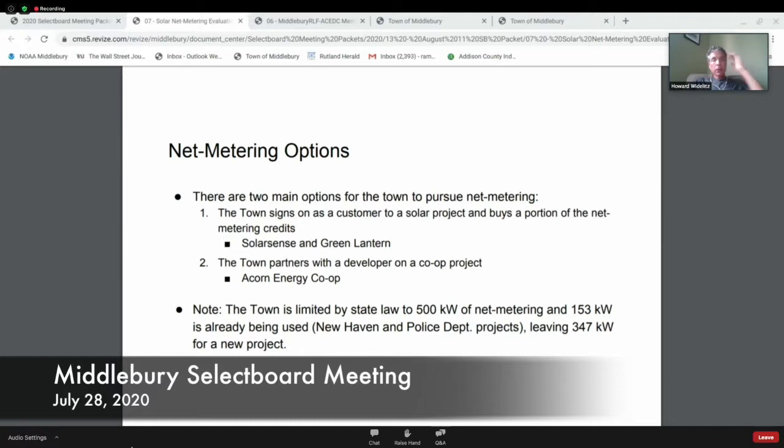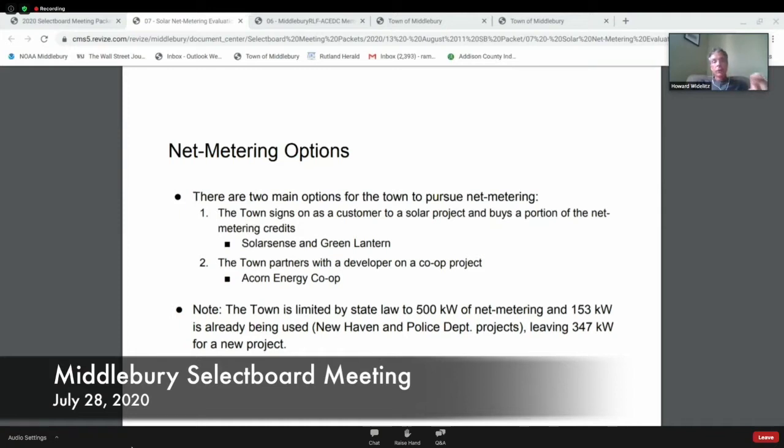As I mentioned, SolarSense, I believe, is the company that approached the select board with a proposal. So there are really two main models that we have here. One is a net metering project where someone builds an array and then gives you the option to buy credits from that at a discounted rate. The two that fell into that category were SolarSense and Green Lantern. We've had discussions with Green Lantern in the past, but nothing came of that to date.